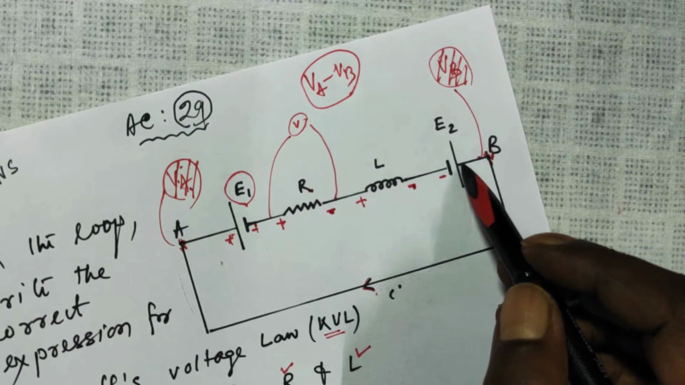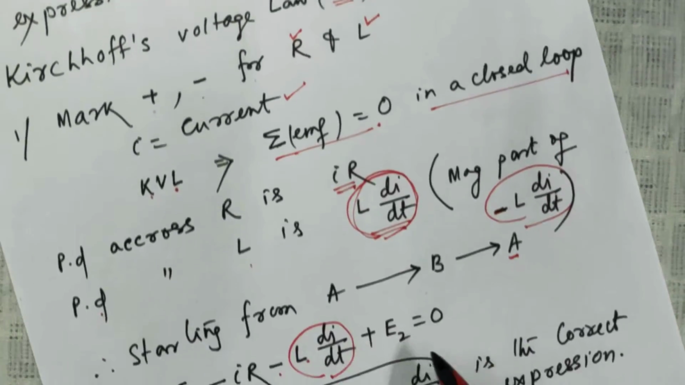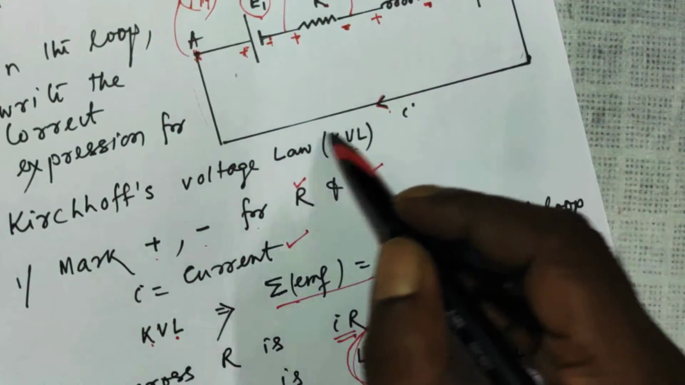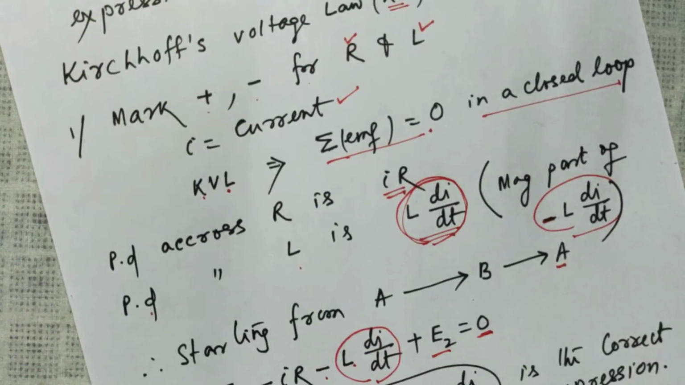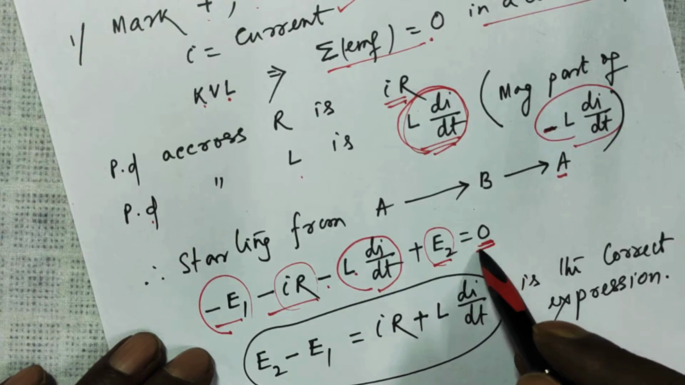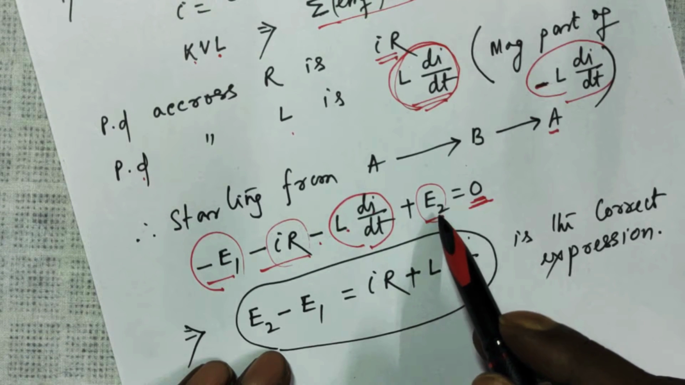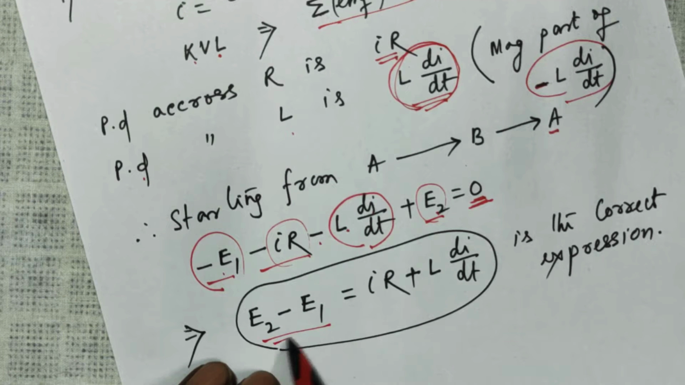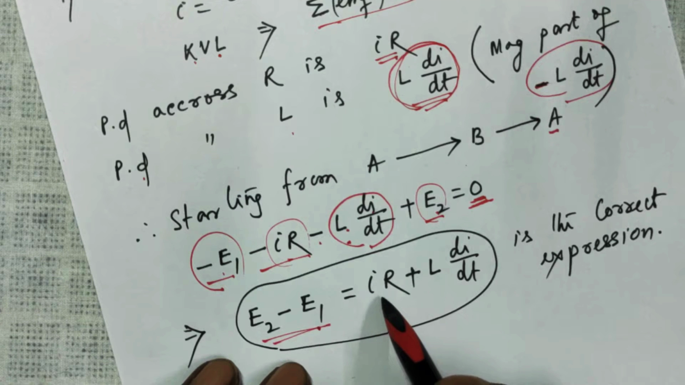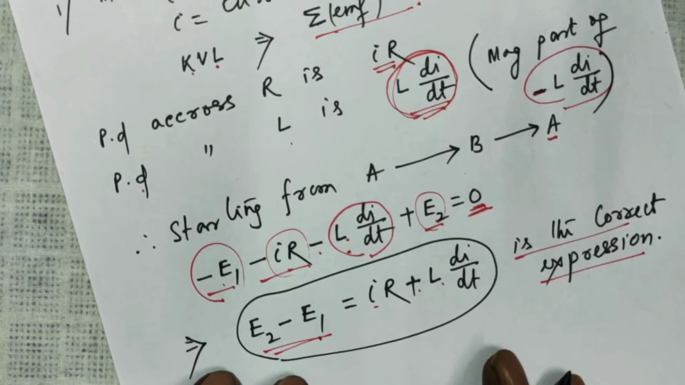Going from negative to positive, there is an increase. So plus E2. Plus E2 is equal to 0. The sum of all these EMFs is equal to 0. So by making side changes, E2 minus E1 I keep on the left hand side. These two terms I take to the right hand side, so I get IR plus L di by dt, which is the correct expression.